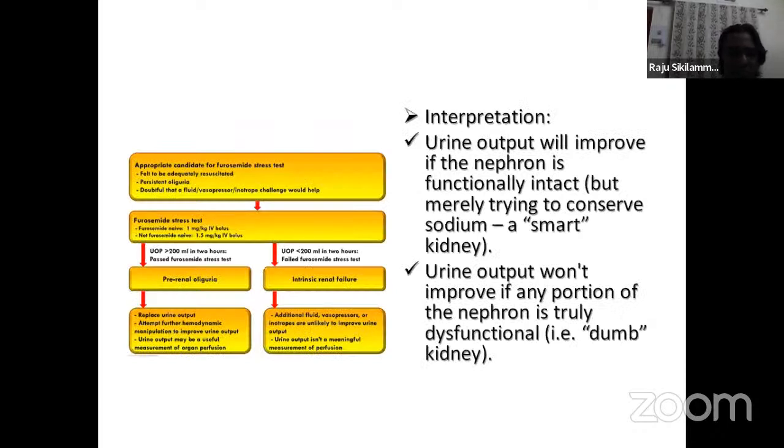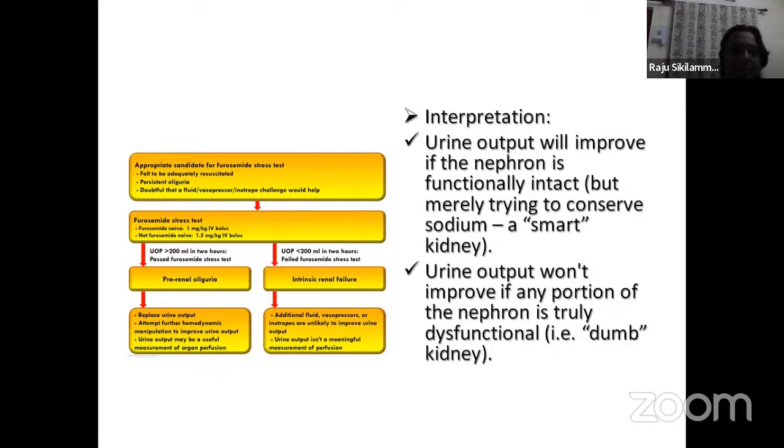Here is a flow chart showing the furosemide test, to be used after excluding inadequate fluid resuscitation, with persistent oliguria, and doubt that a fluid or vasopressor/inotrope challenge would help. Furosemide is administered to patients not exposed before at 1 mg per kg IV bolus, and to those already exposed at 1.5 mg per kg IV bolus. If urine output is more than 200 ml in 2 hours, the patient passes the furosemide test. If urine output in 2 hours is less than 200 ml, they fail the furosemide test.